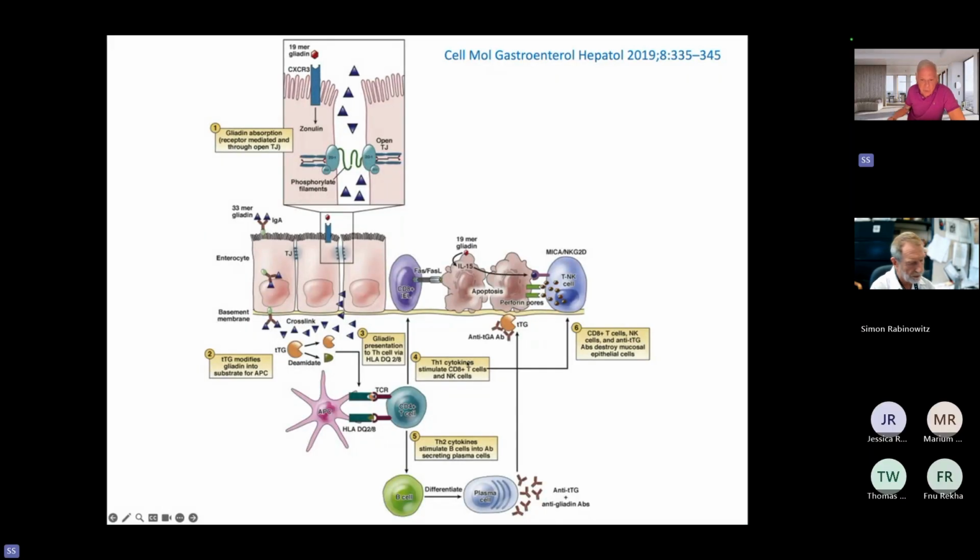This results in the Th1 cytokines being stimulated in CD8 positive T cells and NK cells. Th2 cytokines stimulate B cells into antibody secreting plasma cells. So the Th2 cells are producing the tissue transglutaminase. The Th1 cells are stimulating CD8 positive T cells. These CD8 cells are the intraepithelial lymphocytes that you see in the mucosa of patients with celiac disease, as well as natural killer cells. And it's these CD8 positive T cells, natural killer cells, that actually primarily destroy the intestinal mucosa.